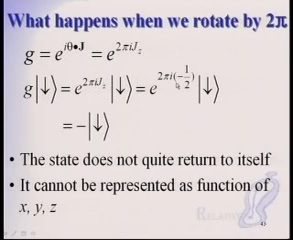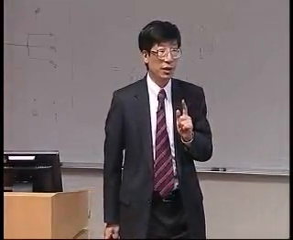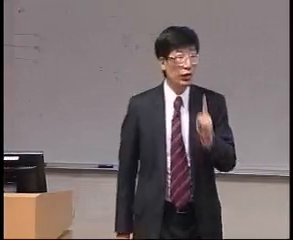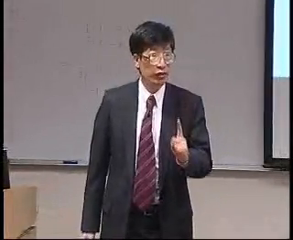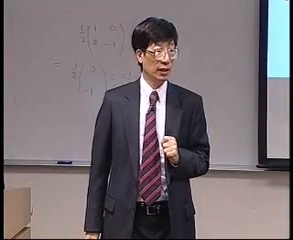Is that okay? So, well, this is just a number. And what is this number? This number is -1, right? Because it's e to the minus pi times i. So if I rotate by 360 degrees, the wave function does not return to itself. It returns to minus itself. Okay?